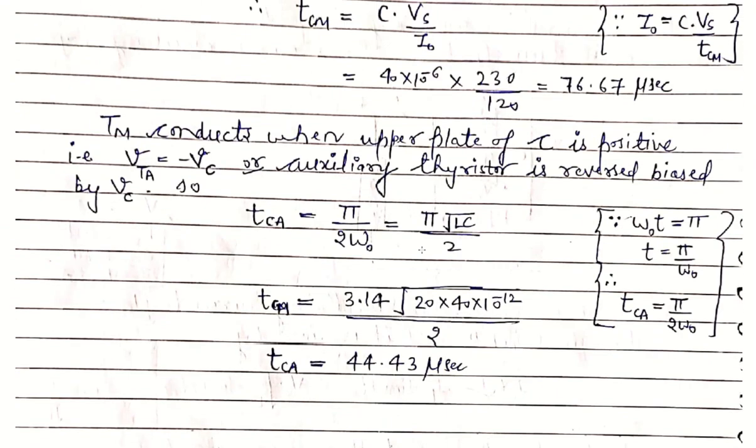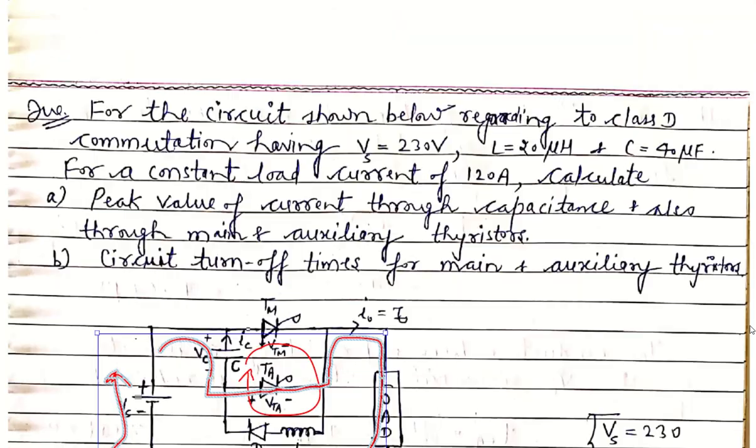So we have pi root LC divided by 2 and we put the value of pi as 3.14, and the L and C values, then we will calculate the TCA, the circuit turn-off time of the auxiliary thyristor, to be 44.43 microsecond. So in this way the questions will be asked from the class D commutation.